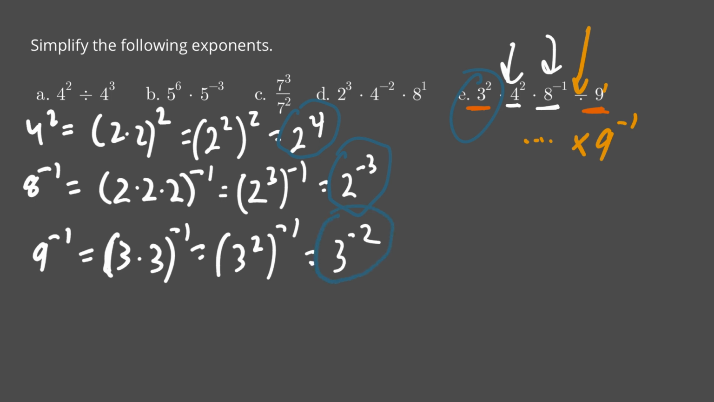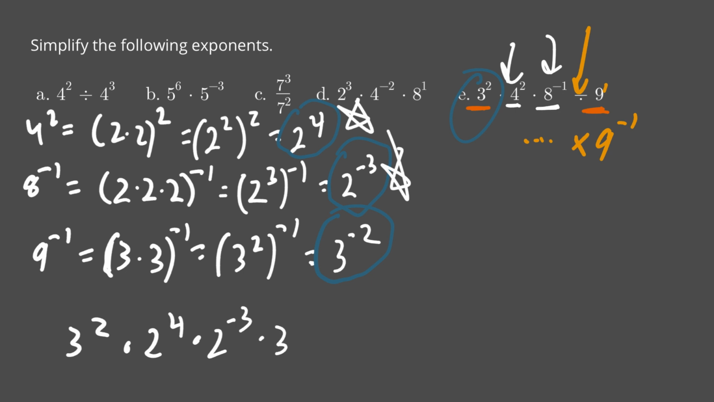Now let's rewrite this in one big long line. We have 3 squared times 2 to power 4, that's this first one here. Then we have multiplied 2 to the power negative 3. That's the second one here. And then lastly, we have 3 to negative 2. All we have done is rewritten this problem to make the bases match as closely as possible.